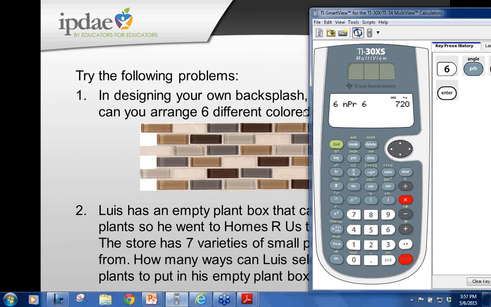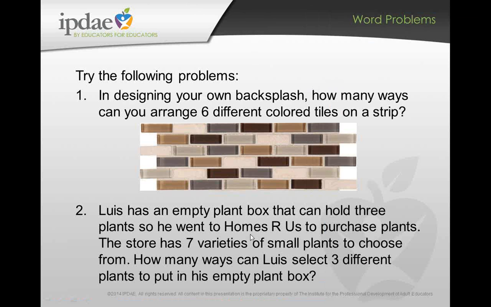So let's look at the second problem real quick. Luis has an empty plant box that can hold 3 plants, so he went to Homes R Us to purchase the plants. The store has 7 varieties of plants to choose from. How many ways can he select 3 different plants to put in the empty plant box? In this case, do you think it is important which plant he selects first? When he checks out at the counter, it really doesn't matter.